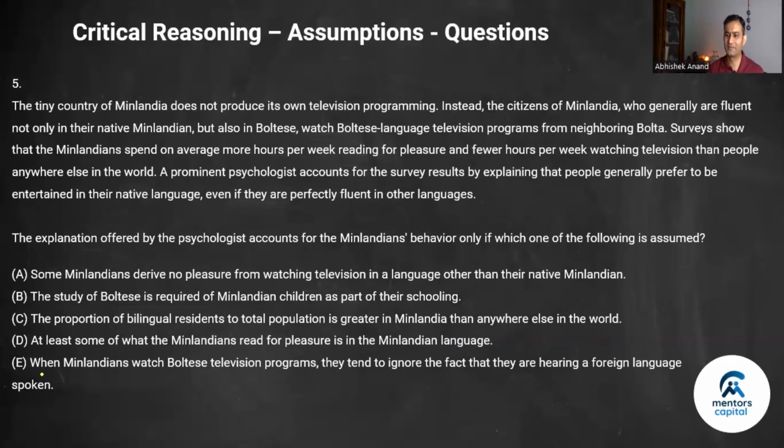I like this question, question number 5. It's a good question. Just go through it. You will pause the video and then come to the solution.